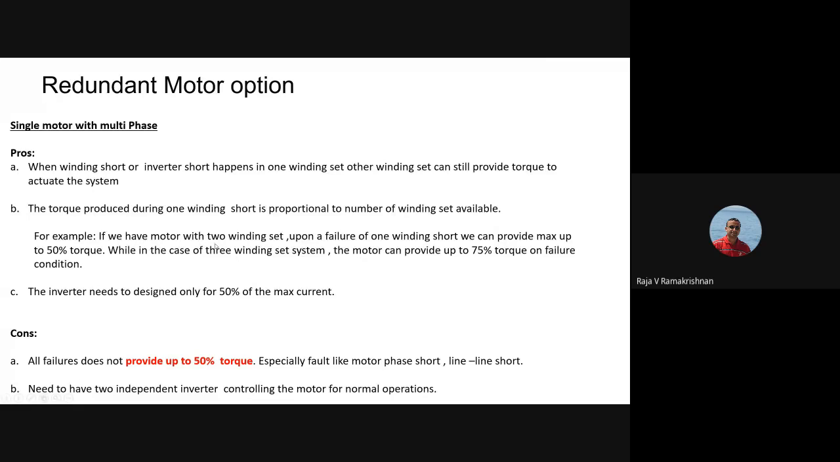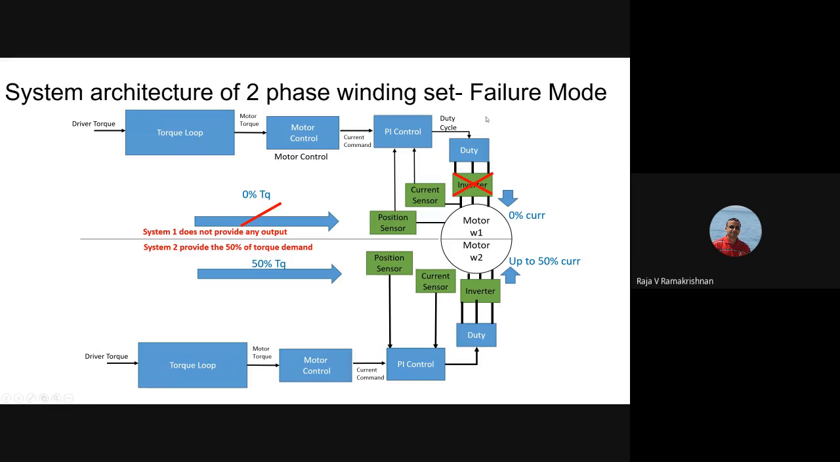That means if we have a motor with two winding sets, upon a failure of one winding short, we can provide max up to 50% torque. So think about it. We can increase from 2 to a 3 winding set system too. And thereby, the motor can provide 75% torque on failure. So when you increase to a 3 winding set motor, you need to have 3 inverters too.